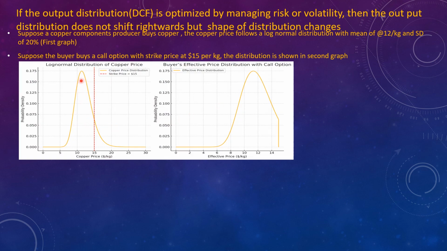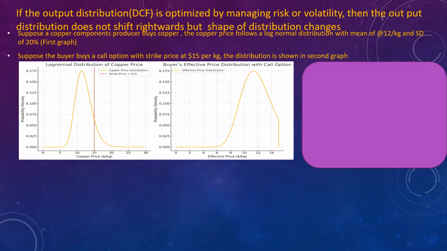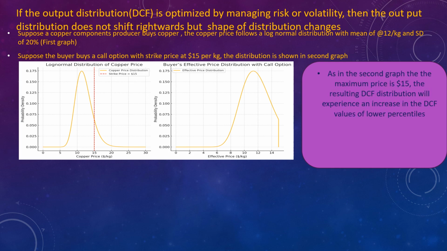Now the first graph shows the log normal distribution of the copper price. The second distribution shows the log normal distribution of the copper price with a call option at a strike price of $15. That's why the right side of the distribution is curtailed at $15. The left hand extends fully so that the company could derive full benefits of the fall in the copper price. As in the second graph, the maximum price is $15.